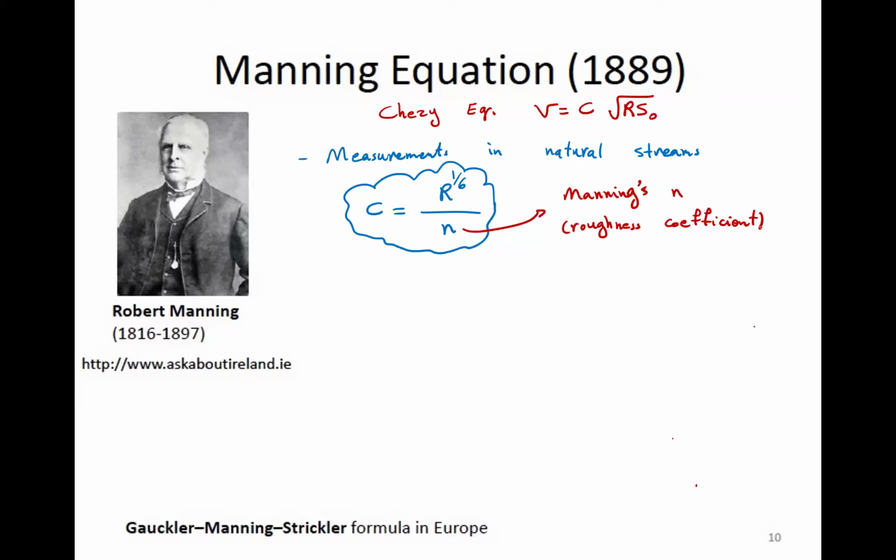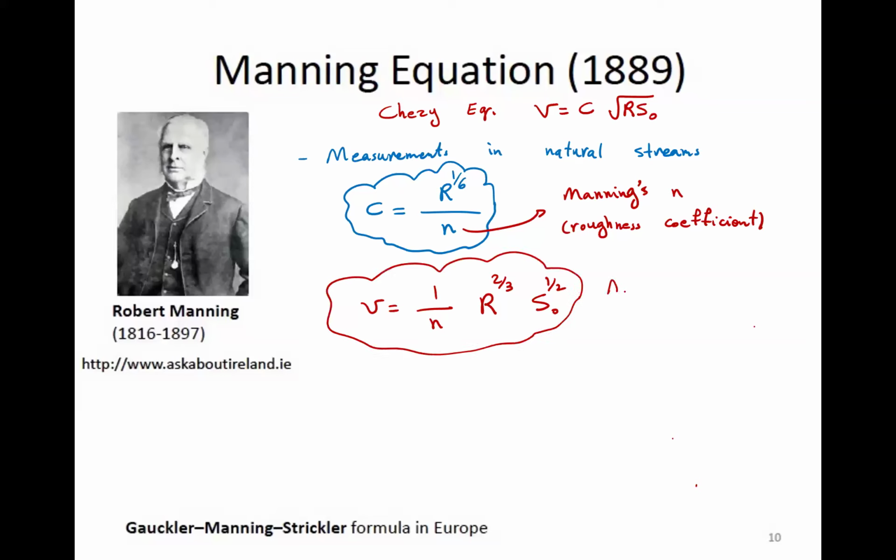Now, if you take this, plug it back into the equation we have up there, the resistance equation, and do a little bit of simplification, you will end up with V is equal to 1 over n, hydraulic radius raised to 2/3, S naught raised to 1/2. Okay, and this is called the Manning equation or formula in SI.